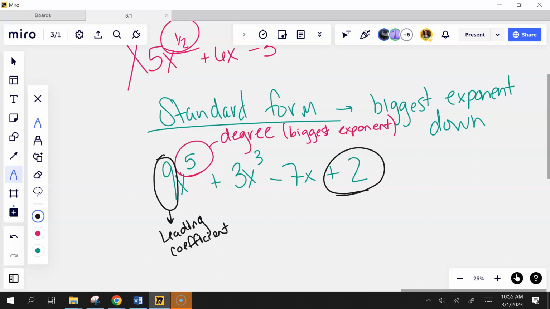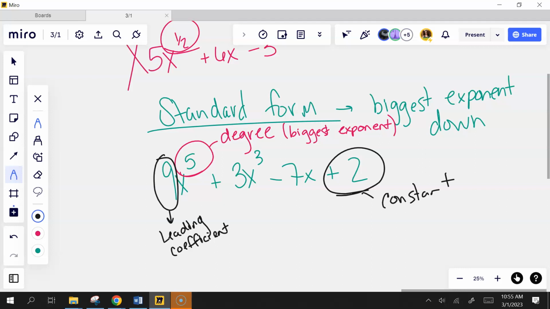How about this too? What'd you say? That's exactly right. It's the constant. It's the constant because it doesn't vary, right? There's no variable on there, so it can't vary. It is always constantly the same value, it's 2. Okay? All right, so we've got leading coefficient, degree, and constant.